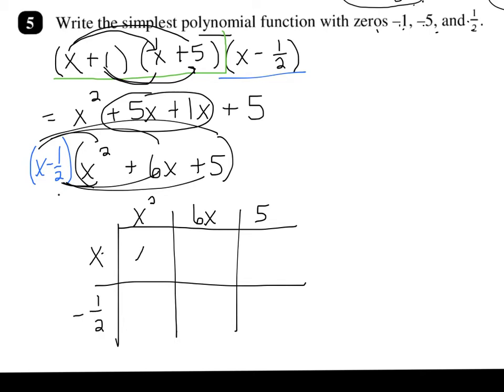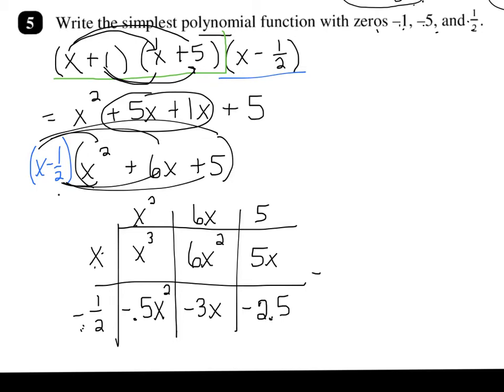So x times x squared is x to the third. x times 6x is 6x squared. And x times 5 is 5x. And negative 1/2 times x squared is negative 1/2 x squared, or if you're choosing to use decimals, it'd be negative 0.5x squared. Negative 1/2 times 6 would be negative 3x, and negative 1/2 times 5 is negative 5/2, or negative 2.5.